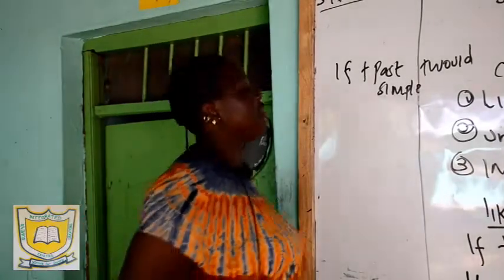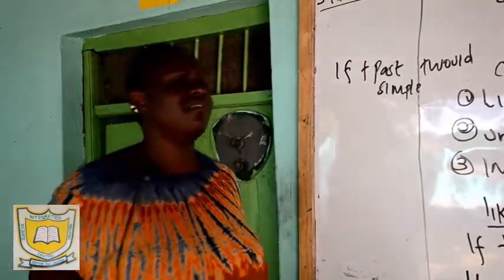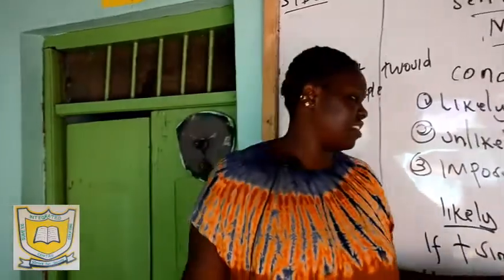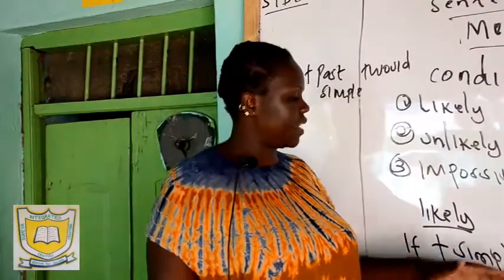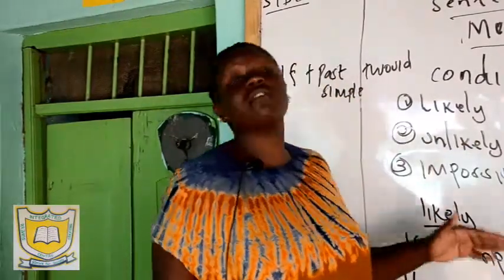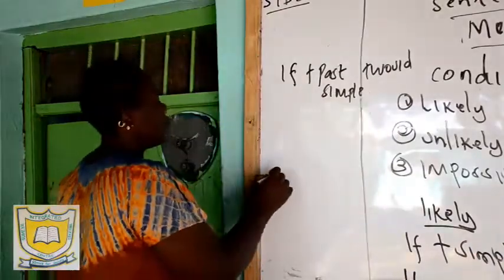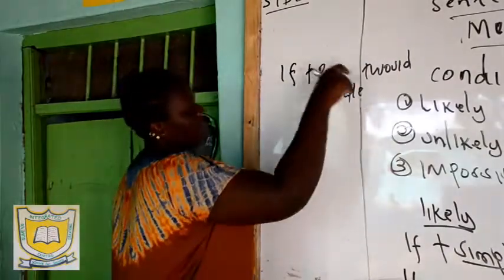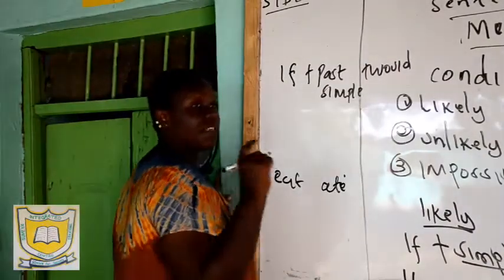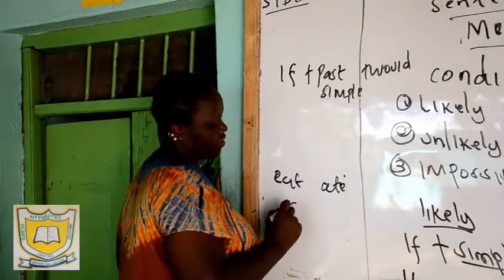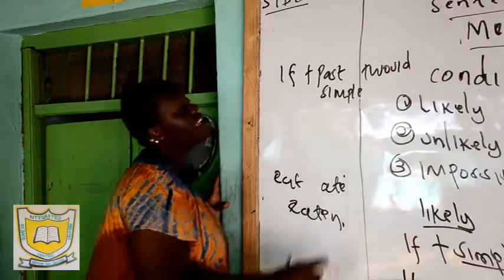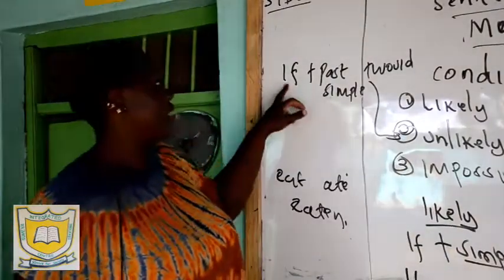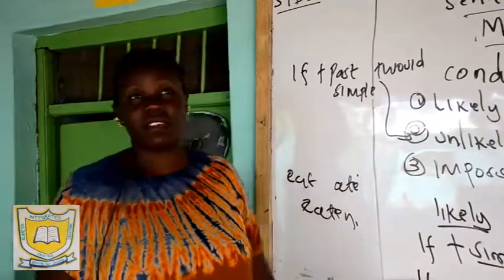When I say a sentence is in the past simple, it is simply the past tense of a verb. If I say the simple present, it is simply the present tense of a word. For example, eat is the simple present, ate is the past simple, and eaten is the past participle. So the unlikely condition is formed by if plus a past simple plus would.